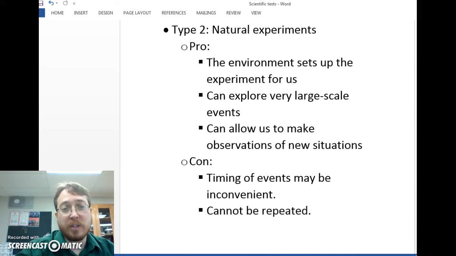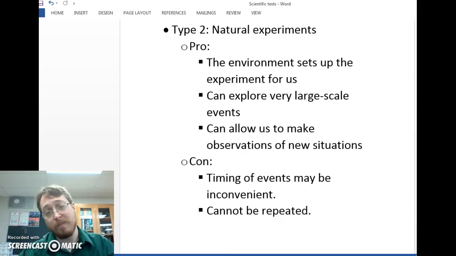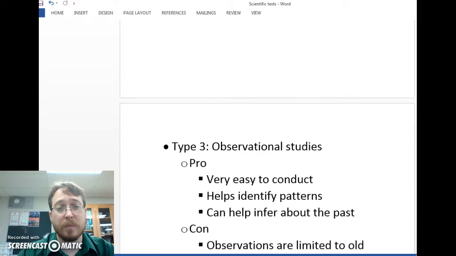The second type are natural experiments. Their benefits are that the environment sets up the experiment for us. They can explore very large-scale events, like volcano eruptions, and they can allow us to make observations of new situations. On the flip side, they're inconvenient because we are not in control of the timing, and they cannot be repeated. So if we're not sure about something, we have to just go with it until the event repeats again, which might be a very long time.